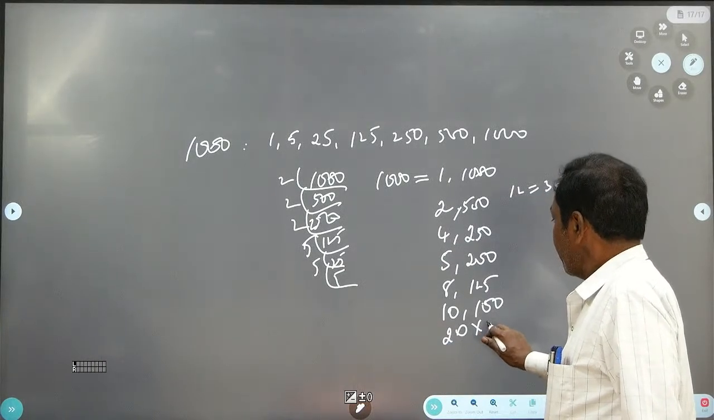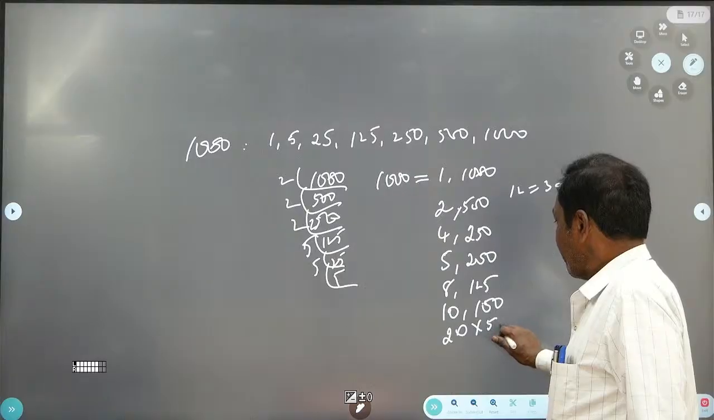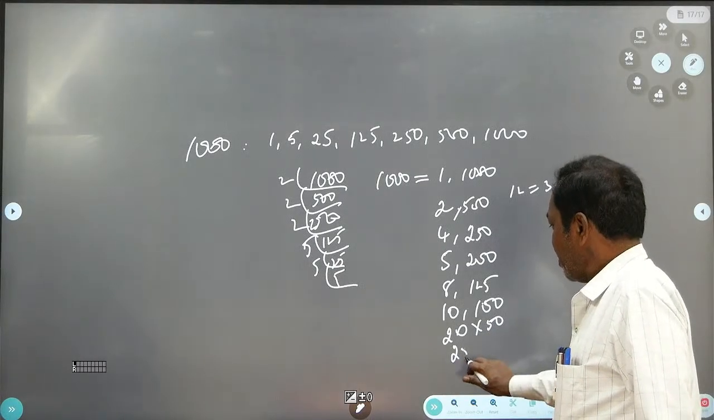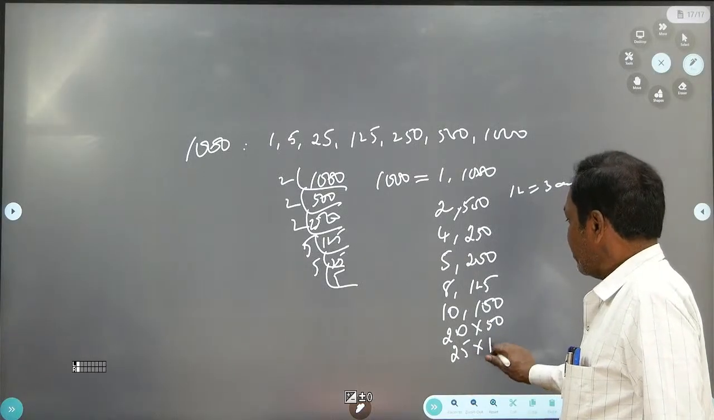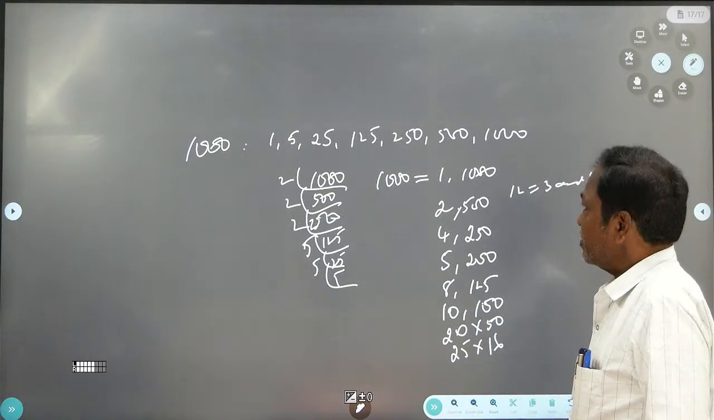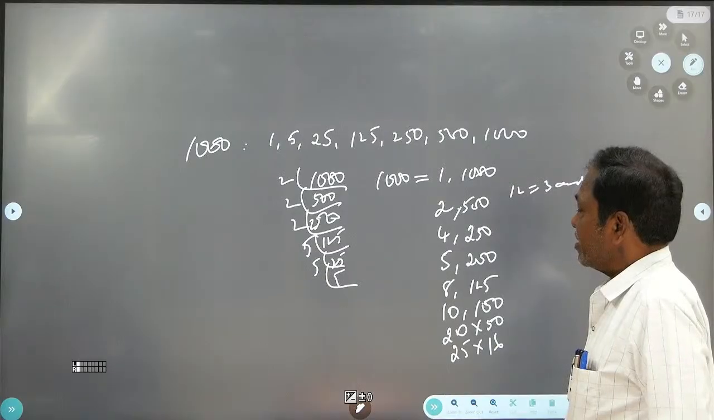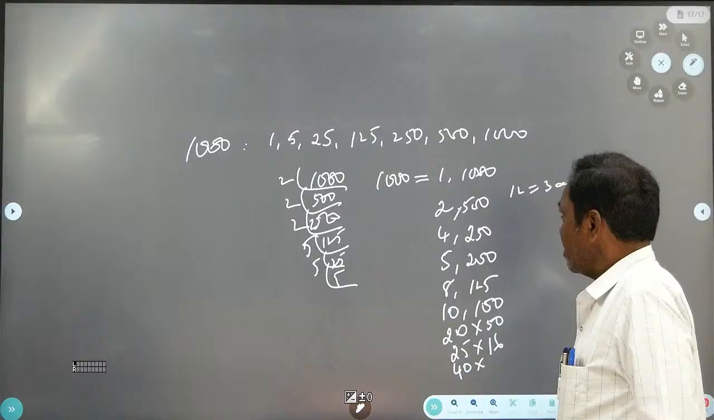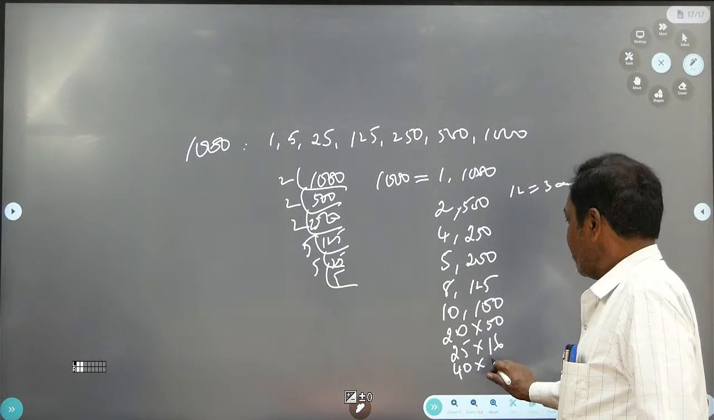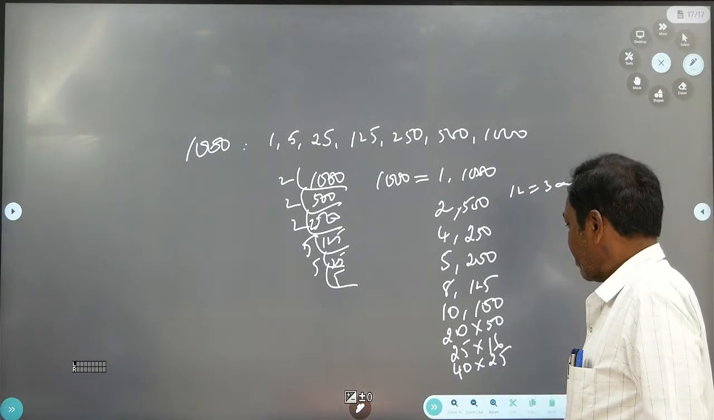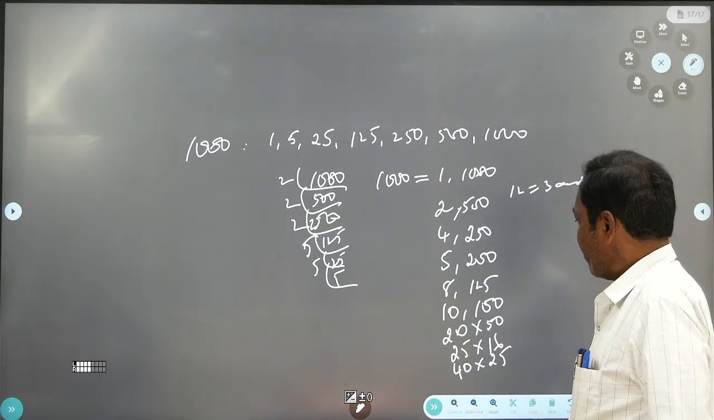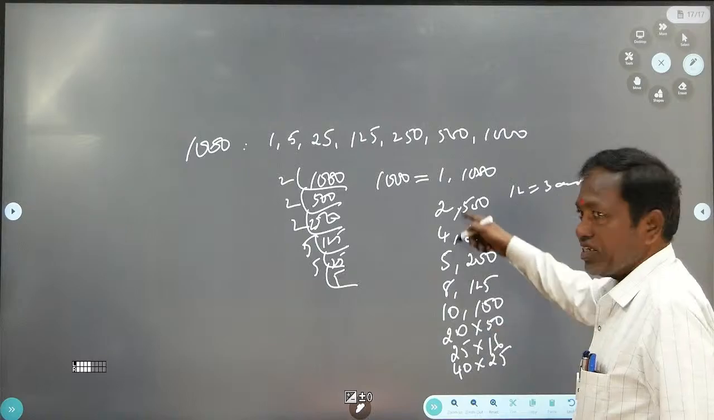20 into 50. Like 25 is possible. 25 into 16. 26, 27, 28, 30, 31, 32. 40 is possible, I think. 40 into 25. Like 50, 50 has already come. Again the reverse will come.